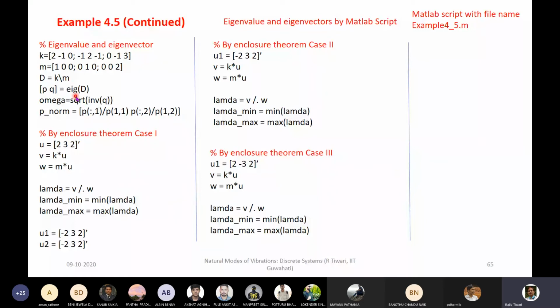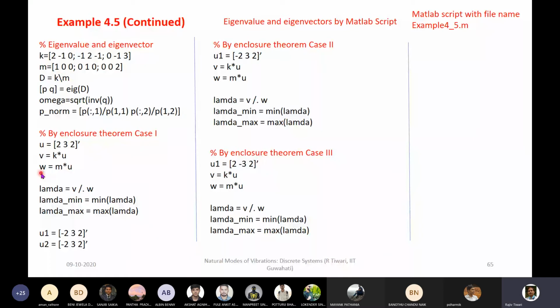So now, using the enclosure theorem, what we need to do, let us say case 1, we assume the U as 2, 3, and 2. This is representing the transpose. That means this is a column vector U. So to get V, we just need to multiply the K matrix with the U.